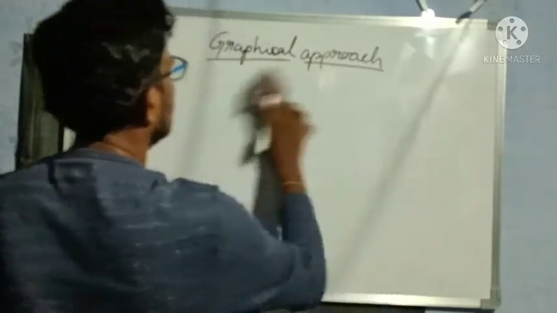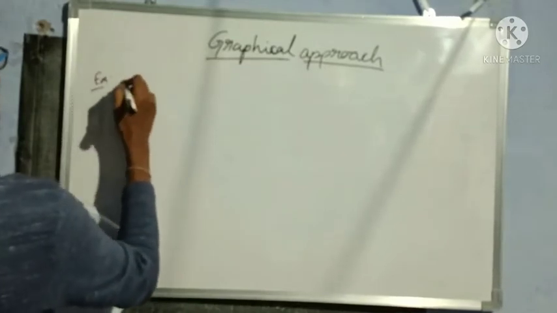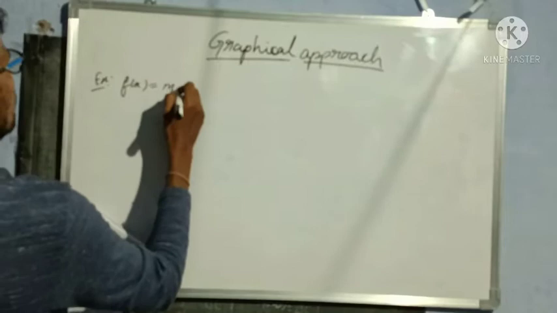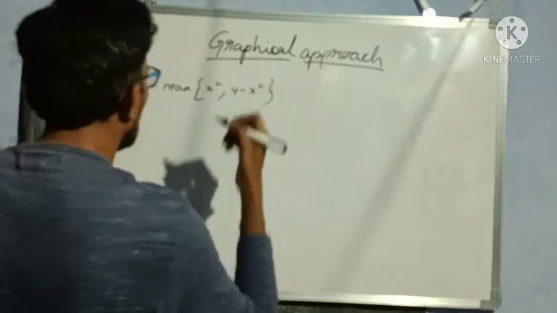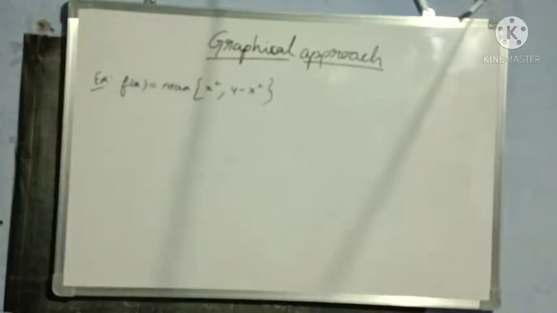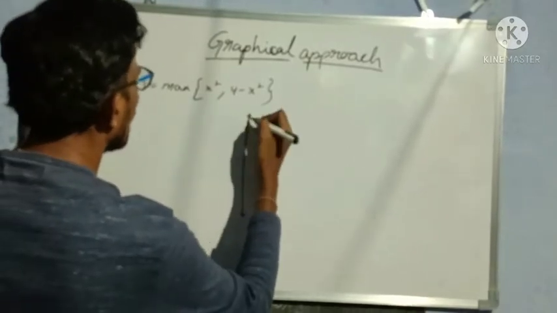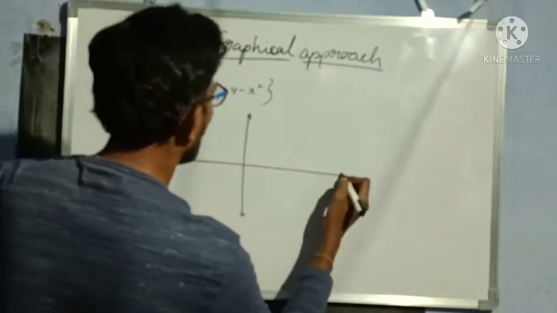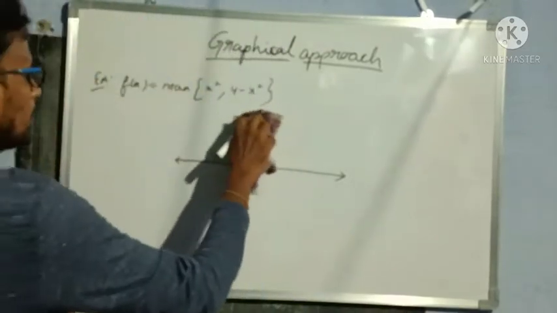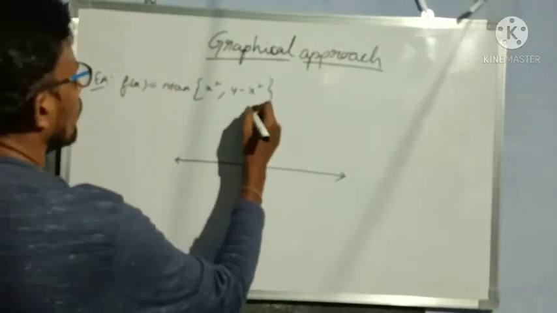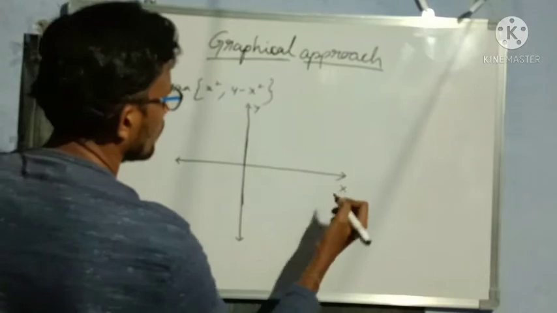So, example: F of x is equal to the maximum of x square comma 4 minus x square. How to find the maximum of x square comma 4 minus x square? So first let us draw the graph. Let us take it somewhat big. This is the y-axis, this is the x-axis.